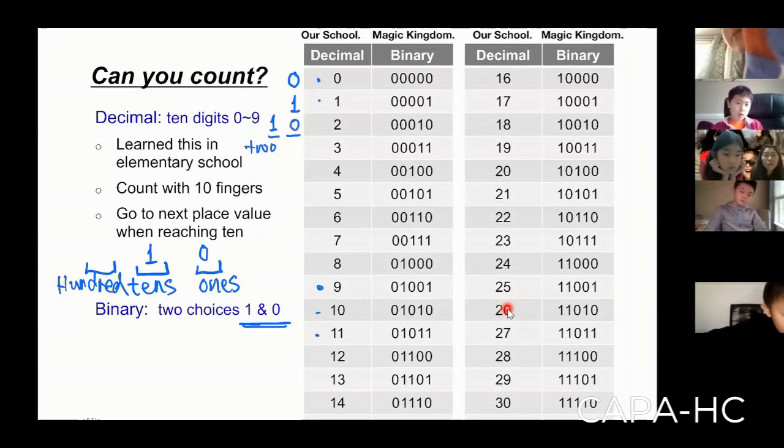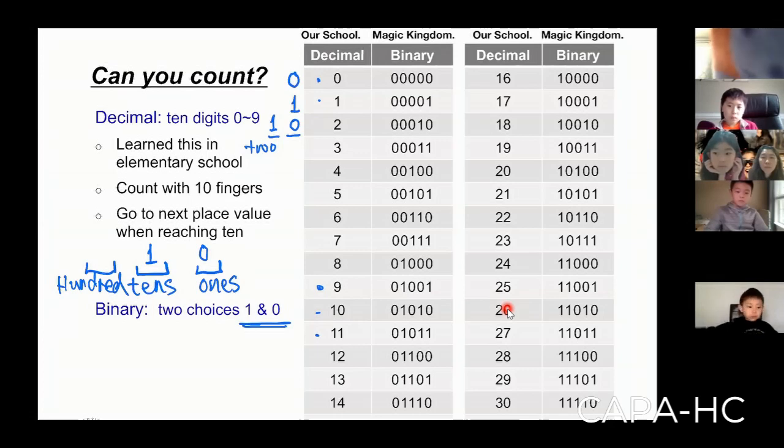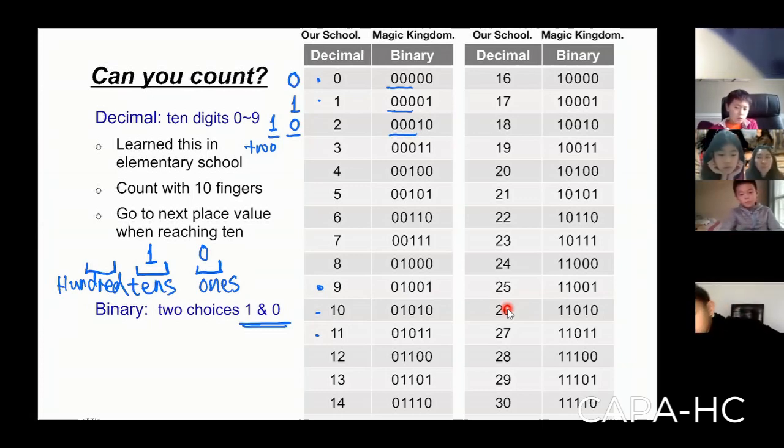That's why in this Magic Kingdom, they don't call 2 as 2. They don't have the digit 2. They call 2 as 1, 0. And sometimes, to make it easier to talk about the numbers with the same number of digits, we add zeros in the front. Okay, so far so good.